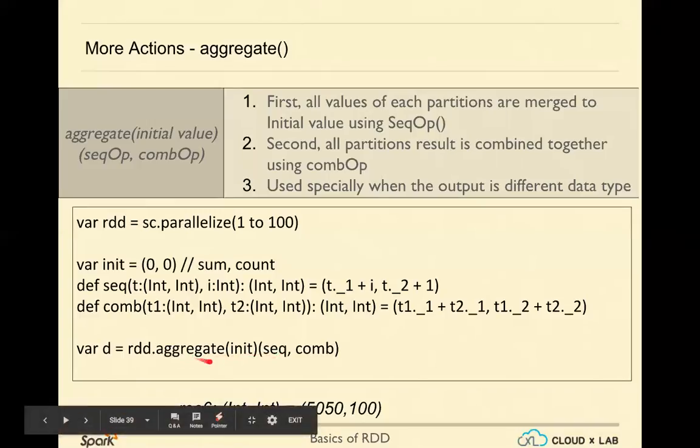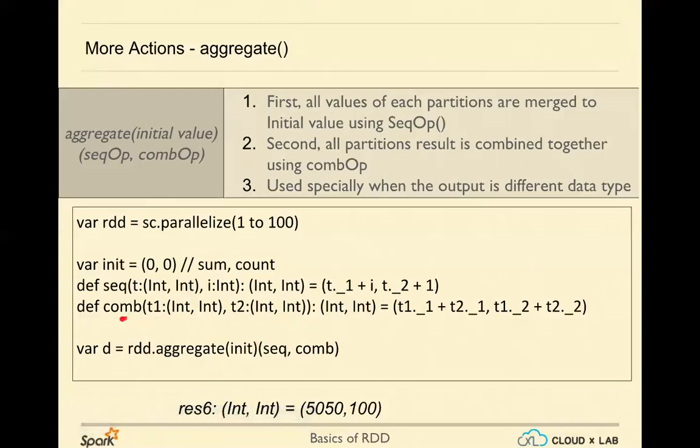Then we are calling the aggregate. Also notice that when we call the init function here, it returns another function on which we are calling with sequence and comp. Notice the syntax here. So when we call aggregate with the init value, it gives us another function which we are executing with these arguments. Here the comb operation, the combination operation, is adding two tuples, while the sequential operation is adding an individual value to the tuple.